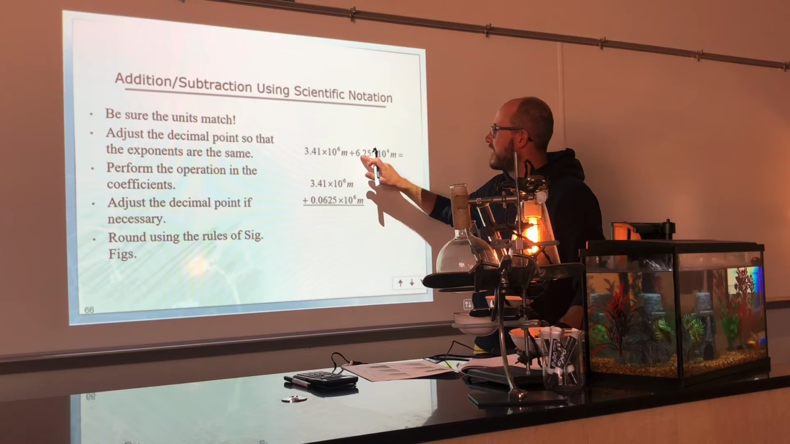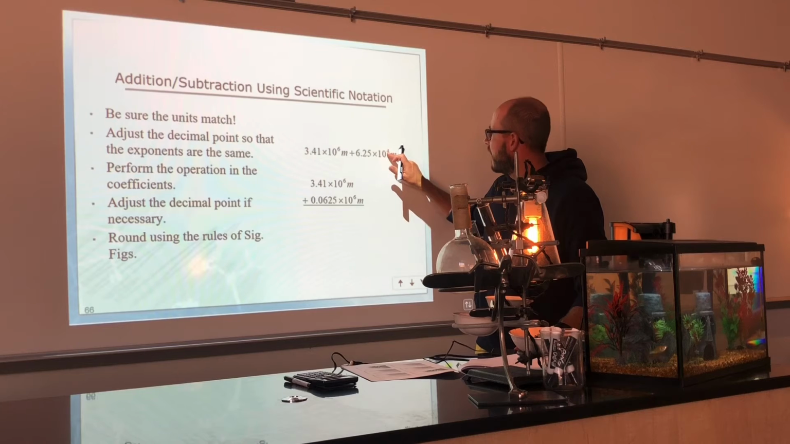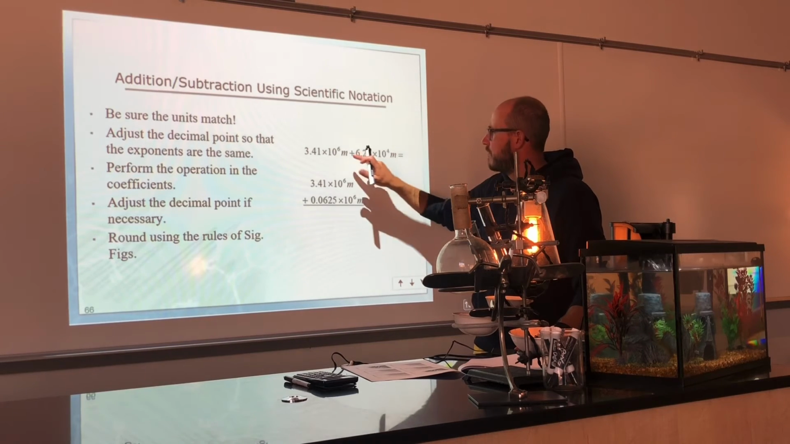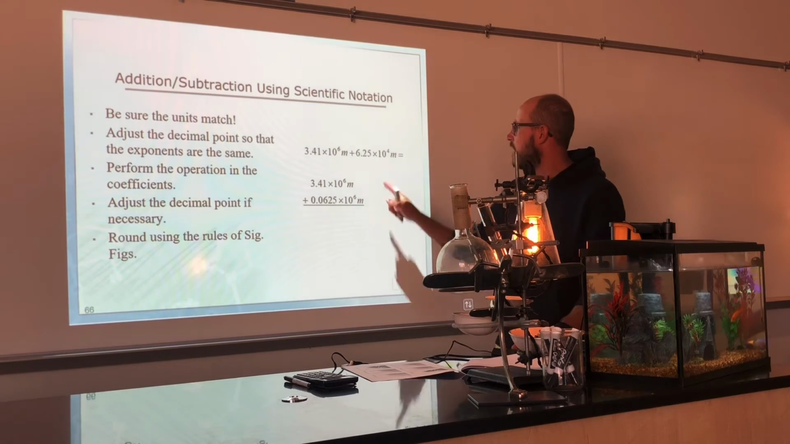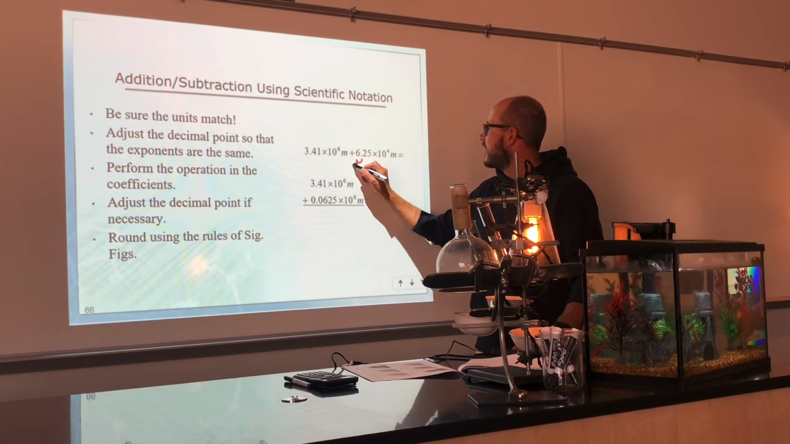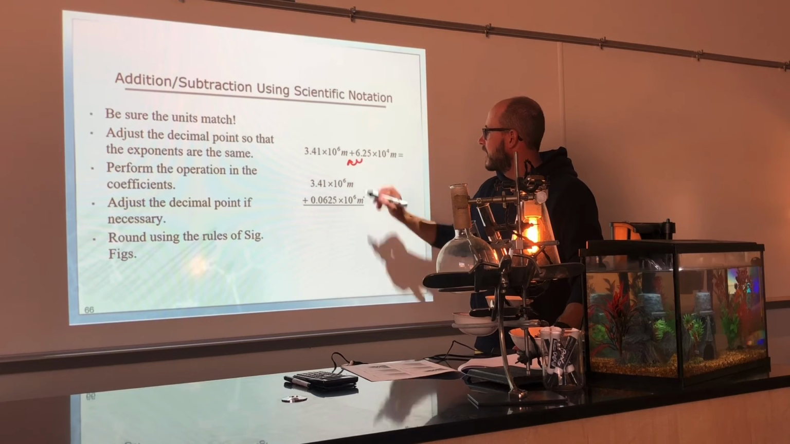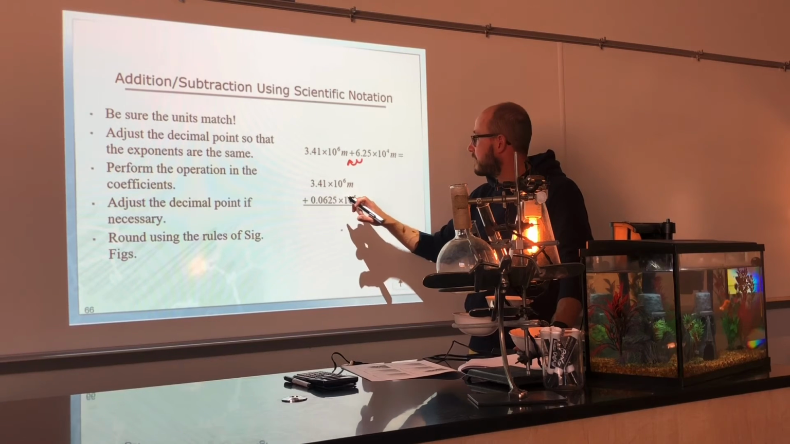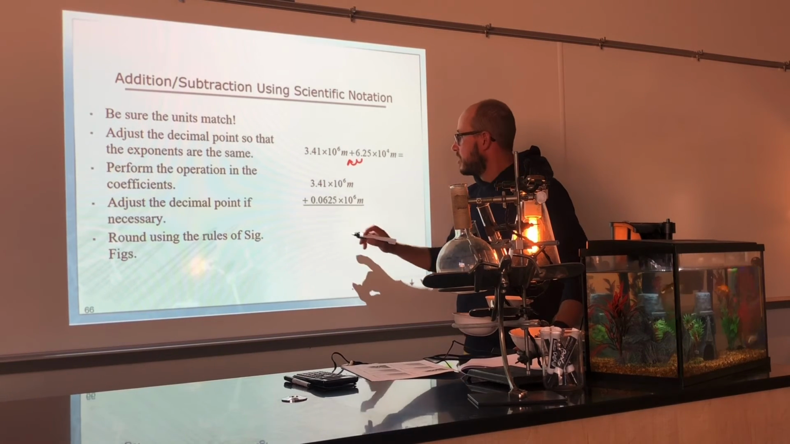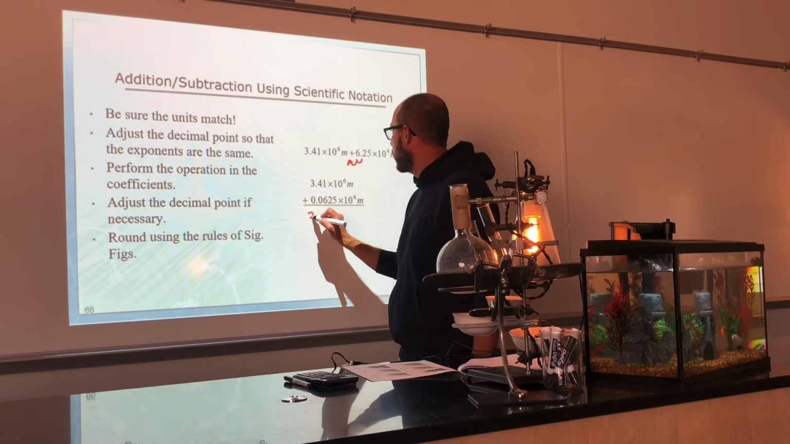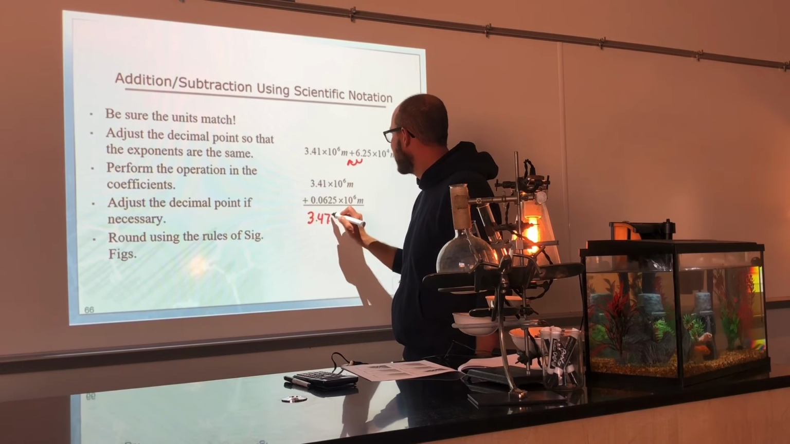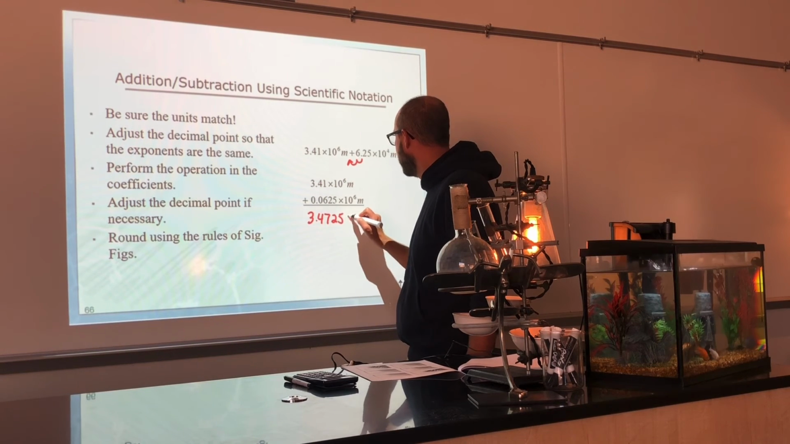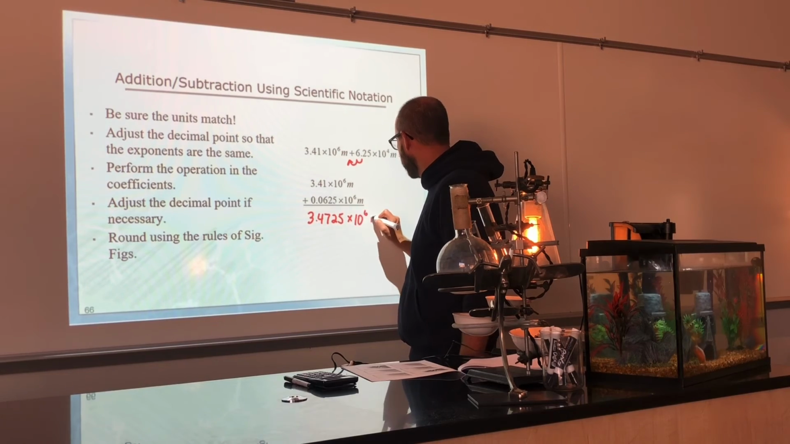What we do for that is we move the decimal point 2 to the left. When you move it to the left, this number goes up. When you move it to the right, the number goes down. So if I move this 2 to the left, it becomes 0.0625 times 10 to the 6th meters. So now when we add these together, we get 3.4725 times 10 to the 6th meters.